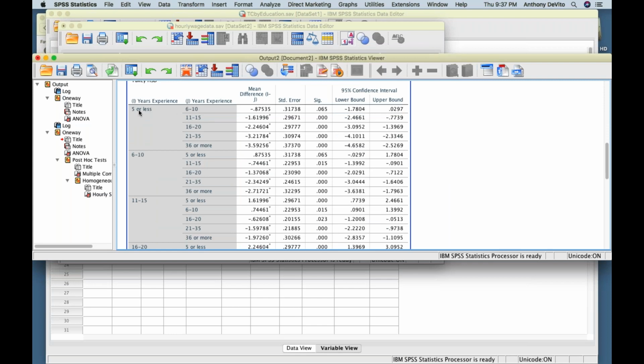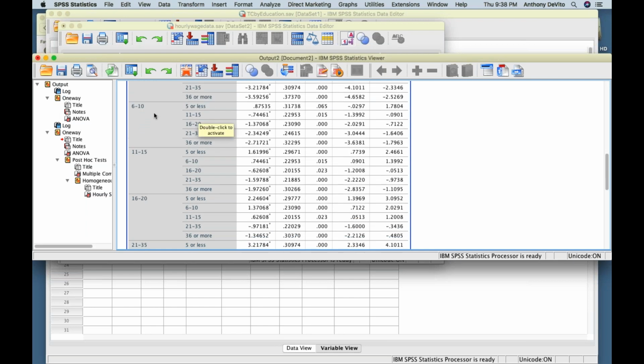Okay, so here, if we compare 5 or less years of experience to 6 to 10 years of experience, well, 0.065, that's not statistically significant, not less than 0.05. However, there is a statistically significant difference between 5 and 11 to 15, or 5 and 16 to 20. In fact, 5 and any of the other more experienced levels of experience for these nurses.